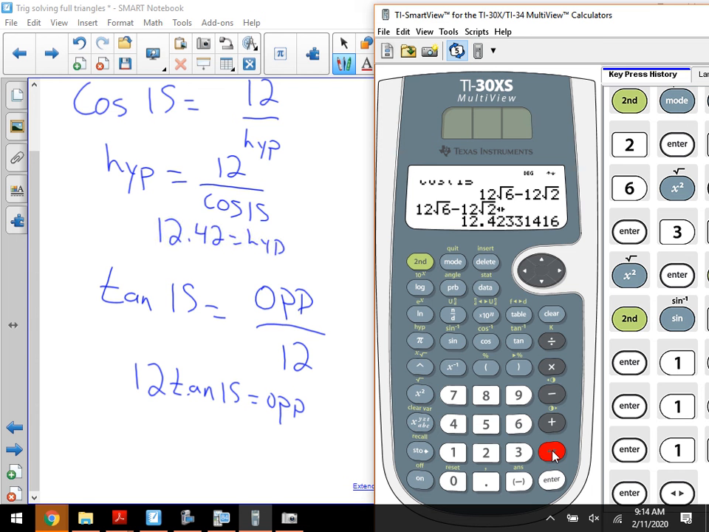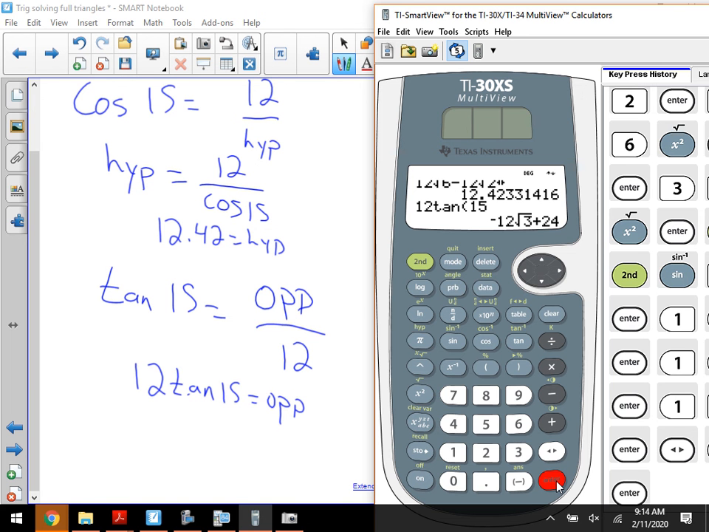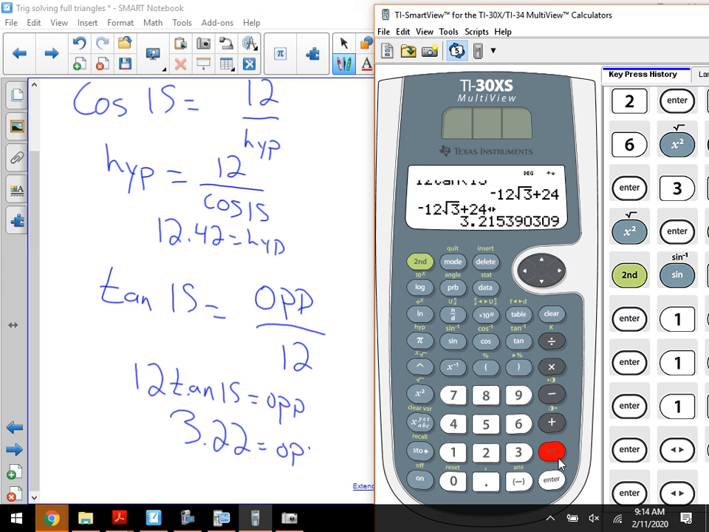There's your hypotenuse. Do the same thing with tangent. Did you get a funky answer there too? It's fine. No big deal. Again, hit the double arrow. We get 3.22. You will always get weird answers with 15s and 75s. If the angle's at 15 or the angle's at 75, you're going to get weird answers. And that's okay. There's nothing wrong with that.